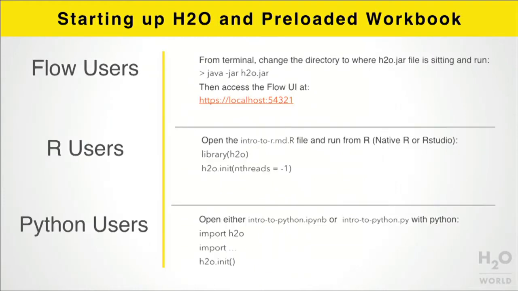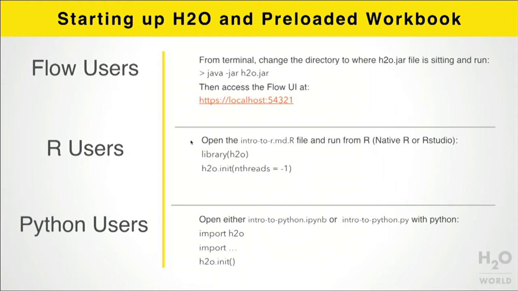So there's 3 ways to start this. First, for Flow users, you would essentially need to start up the H2O jar file. So on your terminal, once you have the H2O jar file, just execute java -jar h2o.jar, and then access Flow at localhost:54321. In R, if you have the script open already, it should just be library(h2o), h2o.init, and set nthreads equals to -1.